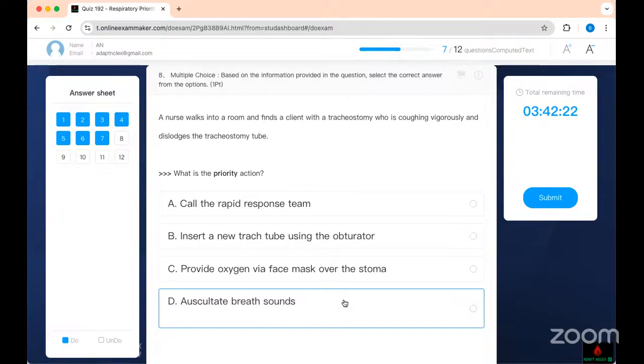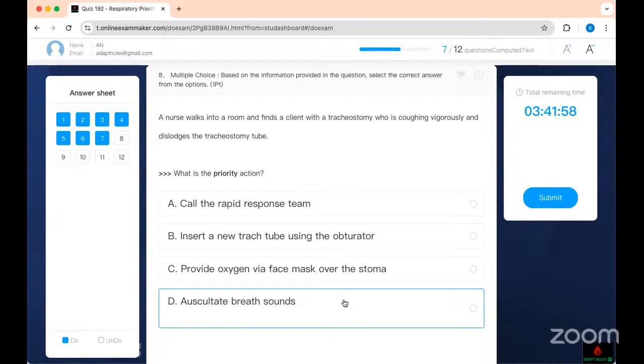Listen to the breath sounds. Provide oxygen via face mask over the stoma. That means put it near the neck where the tracheostomy is. Or insert the trach back, or call rapid response. What do you think you should do in this situation? The patient has a trach, he coughs, and it comes out.